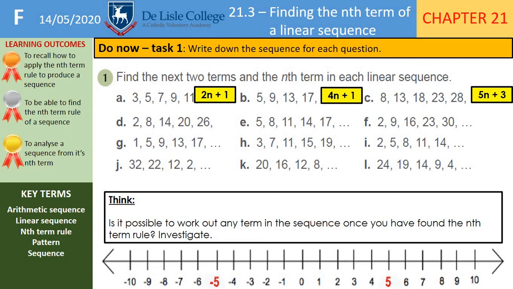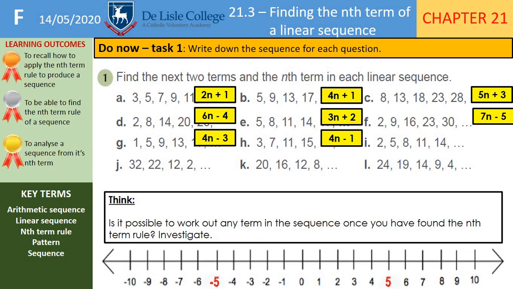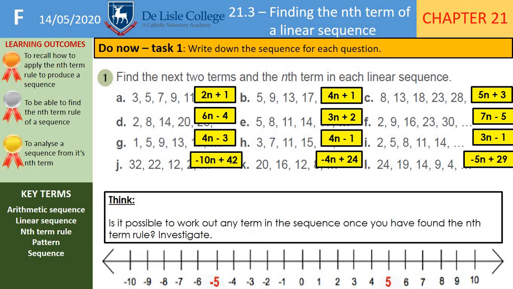And I'm just going to fly through the nth term rules here because I'll assume that you found the common differences and you can work out the next 2 terms. So you should have 6n subtract 4, 3n plus 2, 7n subtract 5, 4n subtract 3, 4n subtract 1, 3n subtract 1, and then this one's a bit different, but we have used these before, we looked at it earlier: negative 10n plus 42, negative 4n plus 24, and negative 5n plus 29.